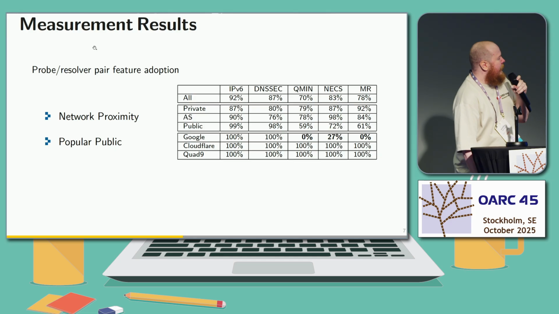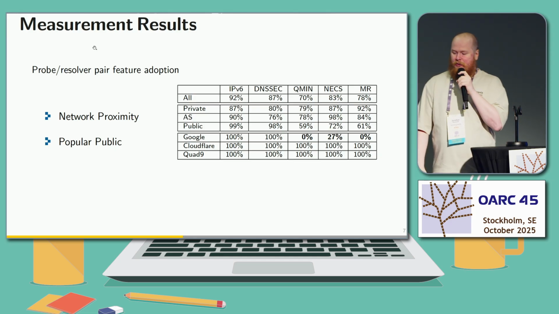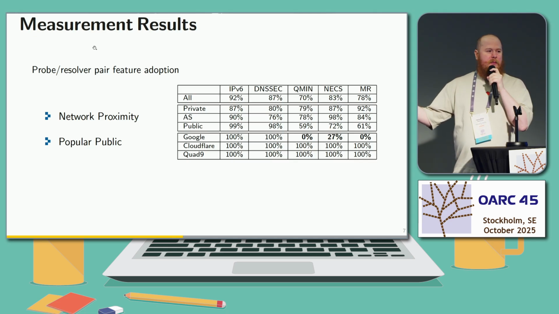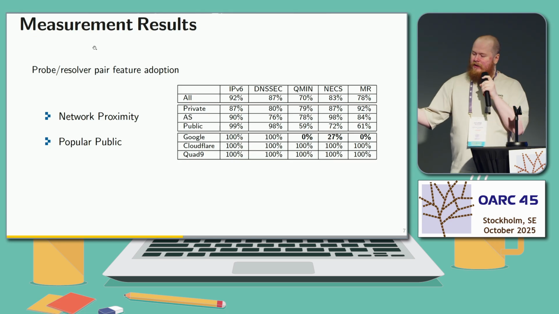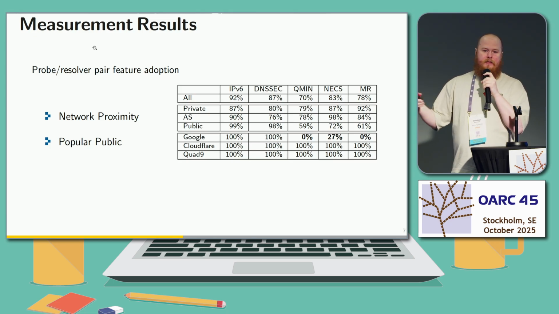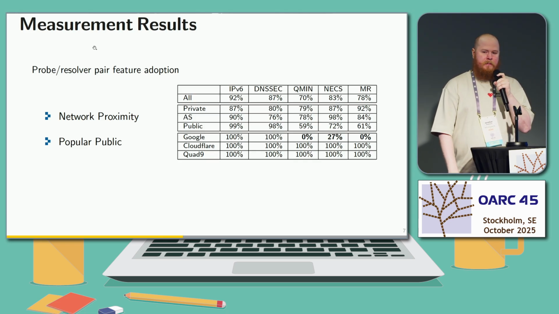Here we had Google, Cloudflare, and Quad9, which represent around 90% of the public resolvers. And we saw that for Google Public DNS, there was 0 adoption of query name minimization, which was strange. We also saw that only sometimes it avoided sending the EDNS client subnet, and there were no minimal responses coming from it.